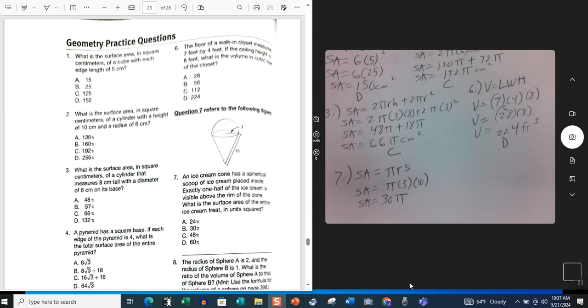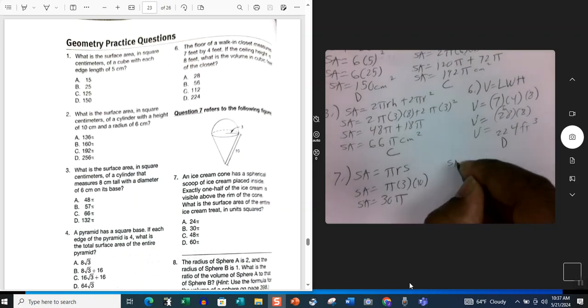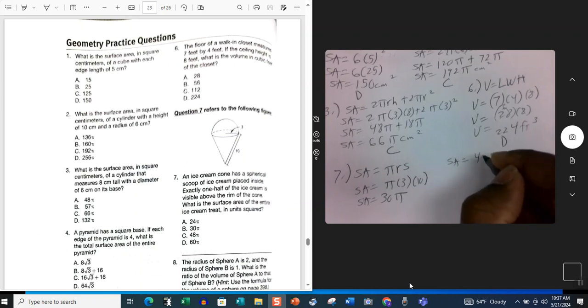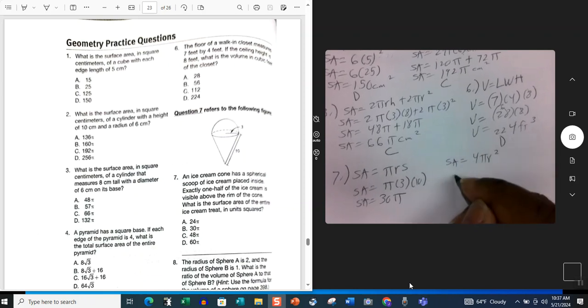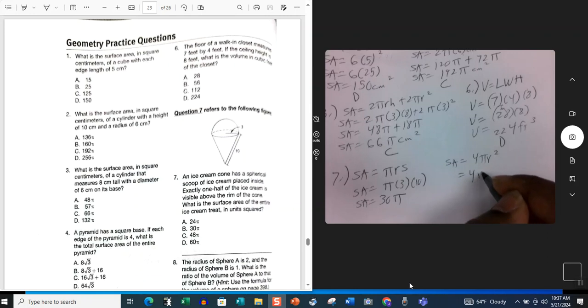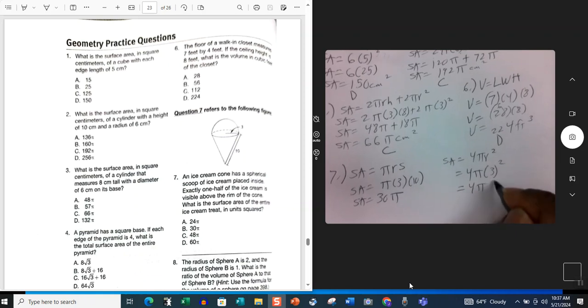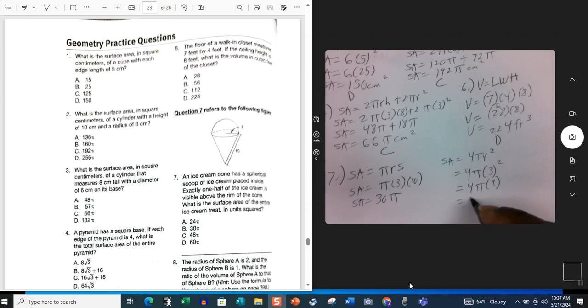Now we need the surface area of a sphere. The surface area of a sphere is 4 pi radius squared. So we have 4 times pi, and we know that the radius is 3, and that's squared. So we have 4 times pi times 9, which will give us 36 pi.